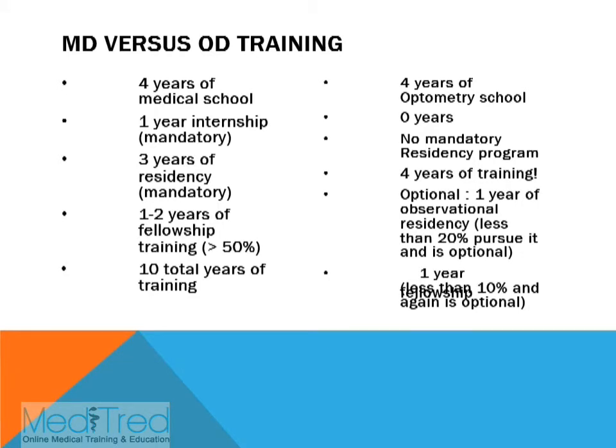Whereas, look at the optometry school of training, where following undergraduation, they go to a 4-year optometry school, and that's it. I mean, essentially 90% of the optometrists following these 4 years of optometry school, they go into private practice or join some kind of a practice. They have 0 years of mandatory internship, no mandatory residency program. Like I mentioned, they have 1 year of optional observational residency, which is less than 20% pursue, and it's only optional. And 1 year of optional fellowship program, which is less than 10% again, pursue.